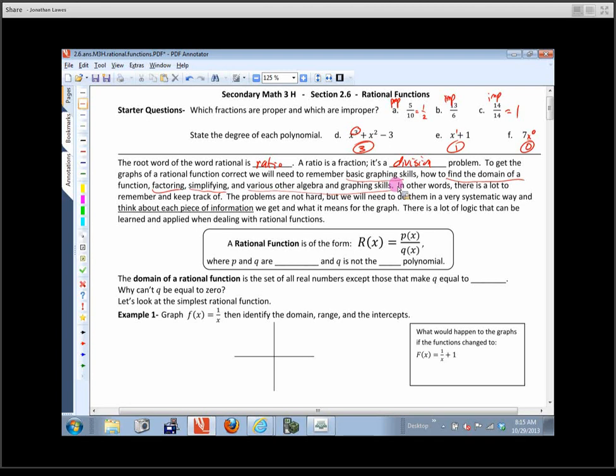So sometimes you're going to have to pause and say, well, what does this piece of information tell me about the graph? Tells me maybe where it crosses the x-axis. Tells me, well, I don't have any points right here, or something like that. Okay, so let's talk about what a rational function is.